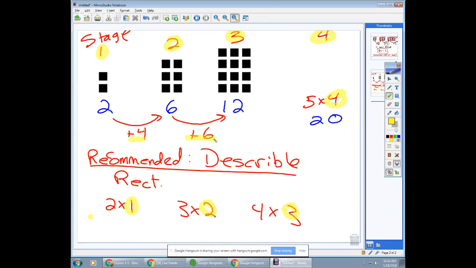Is there a pattern to how it's jumping? Not as easy as the one before. What's the next jump here? You get from 12 to 20.